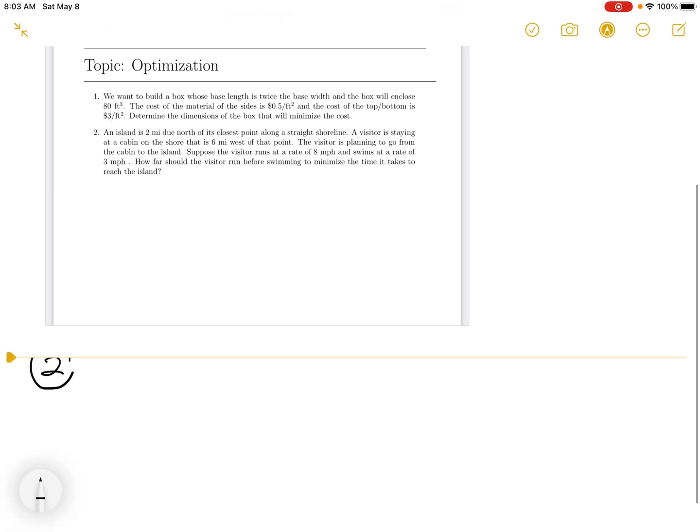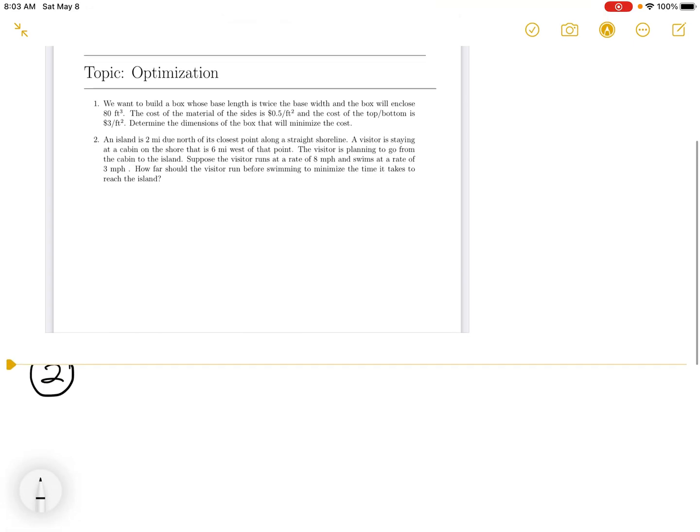I'm going to do number 2, because number 1's pretty standard stuff. Maybe I can do that one later. But number 2 is probably a little different. So let's do this.